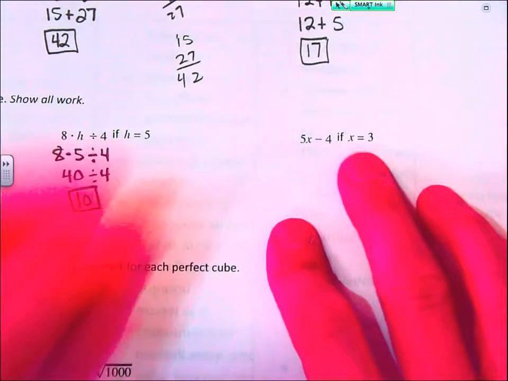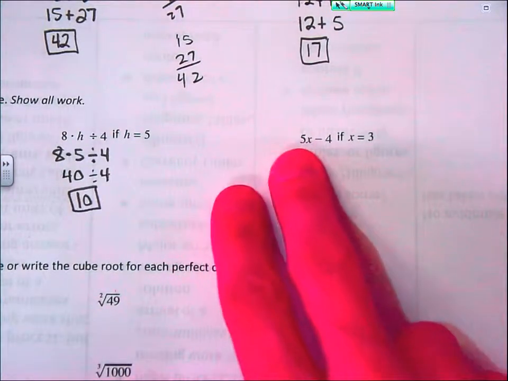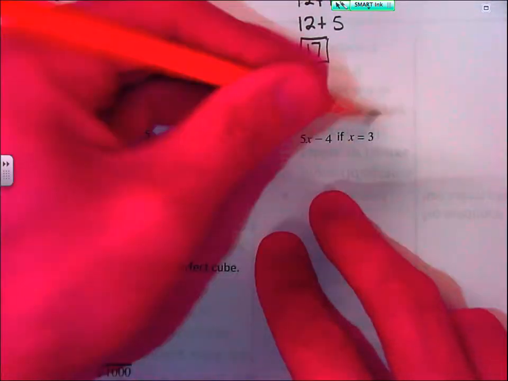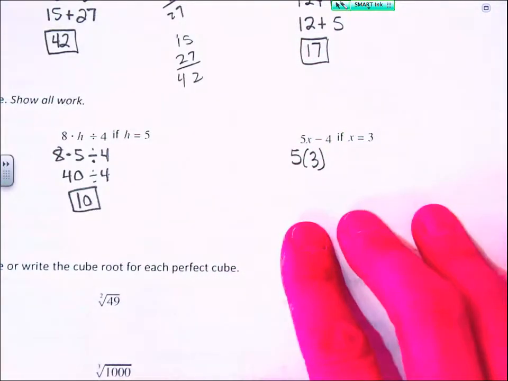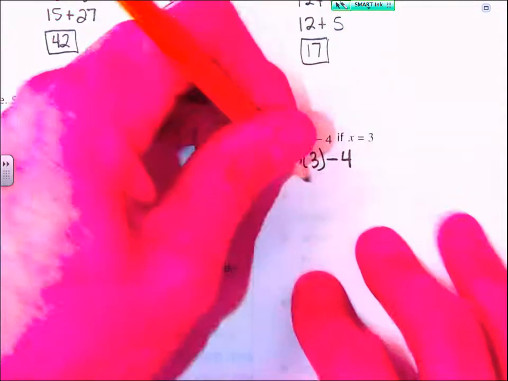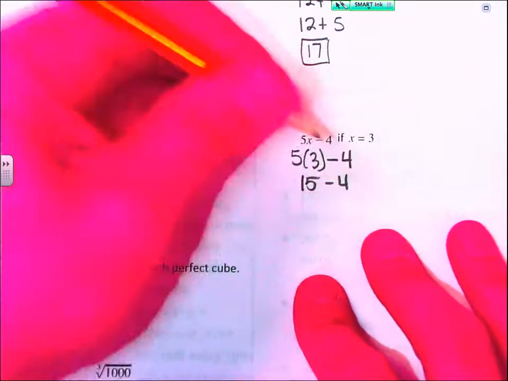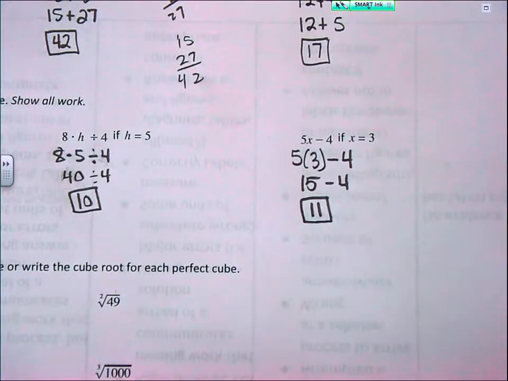Last but not least, I substitute when the variable is next to the numerical coefficient. That means I'm multiplying. So this should be 5 times 3. When I write a number next to another number in parentheses, that means it's multiplying. And that should be that third one.